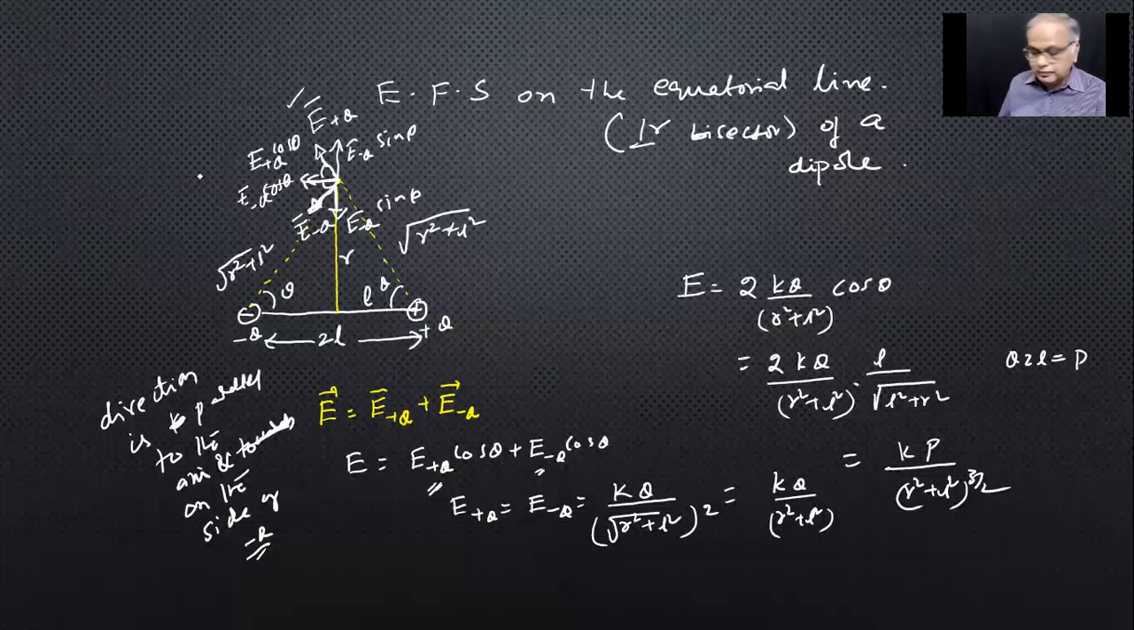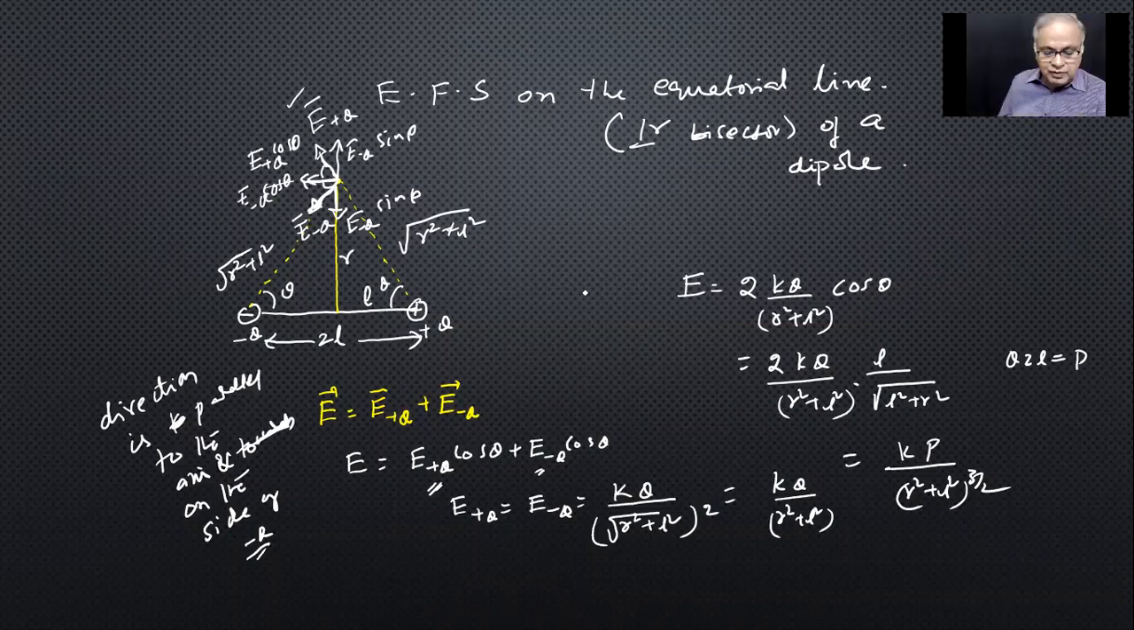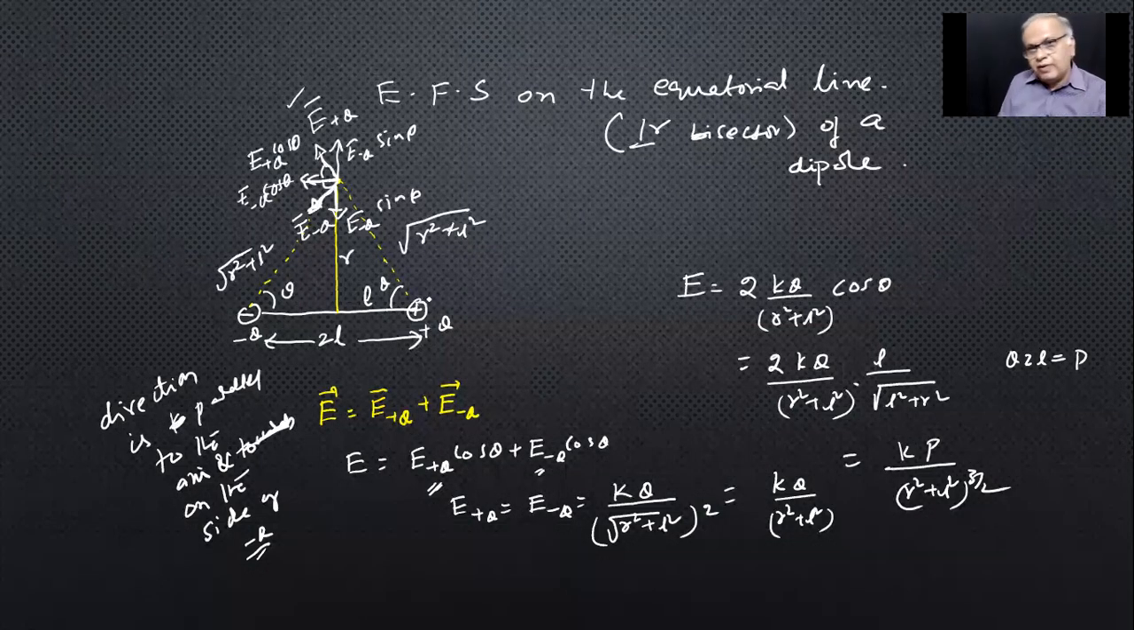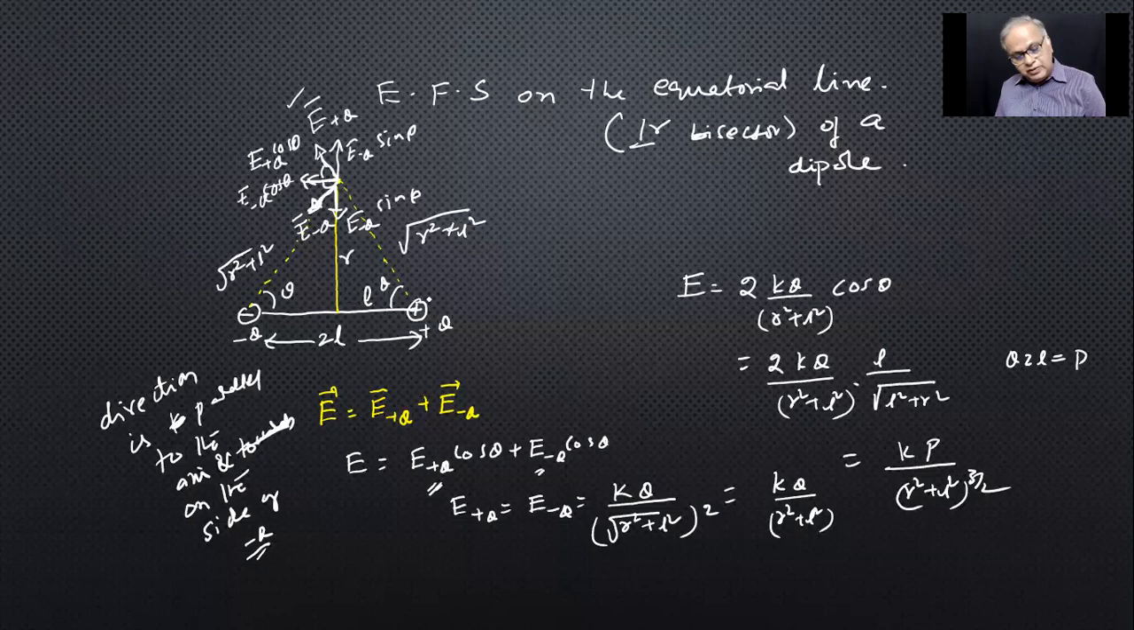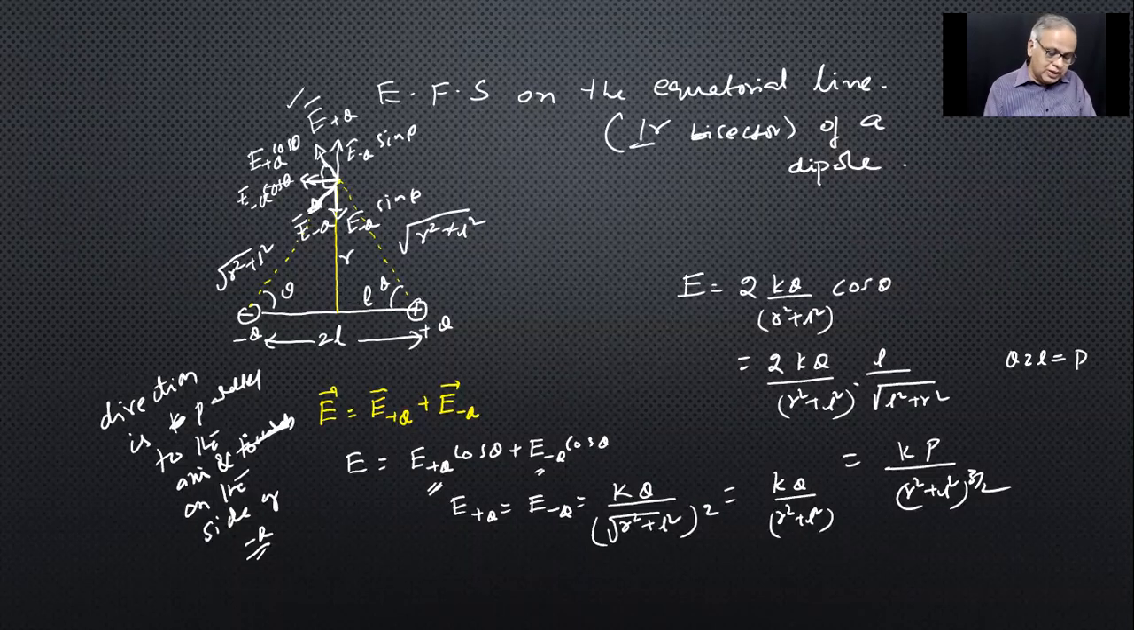Whereas on the axis you have seen it is along the axis only, either towards the dipole or away from the dipole. But on the equatorial line, it is parallel to the axis and the direction is towards minus. Even 'towards' can be written.